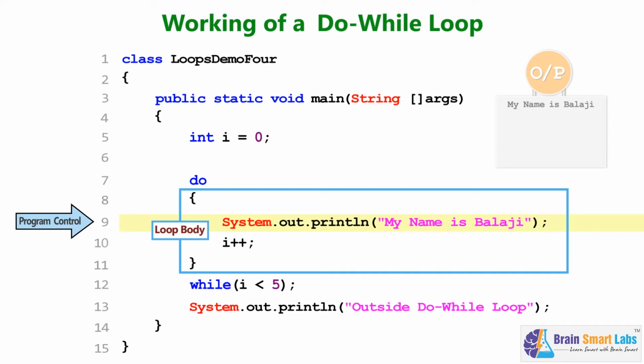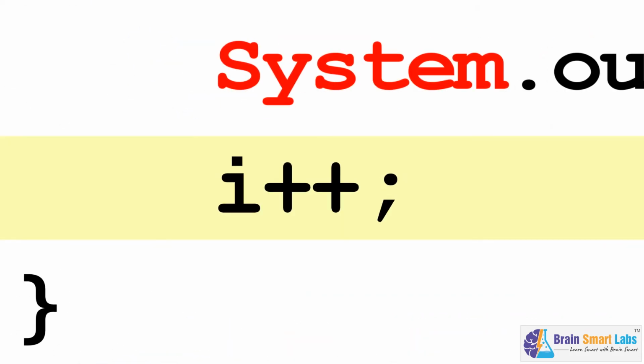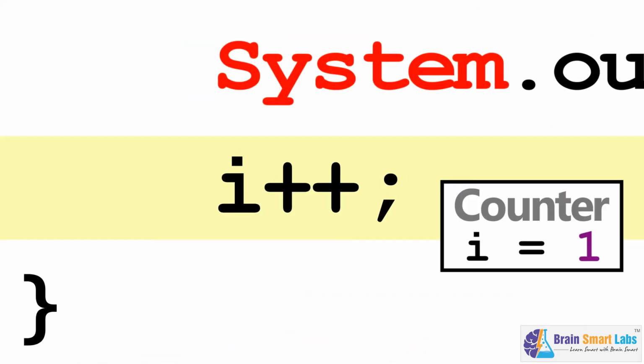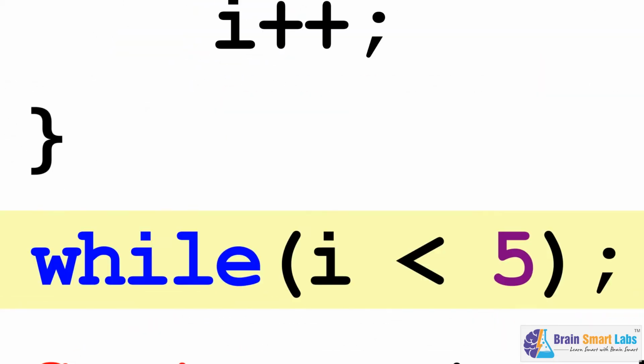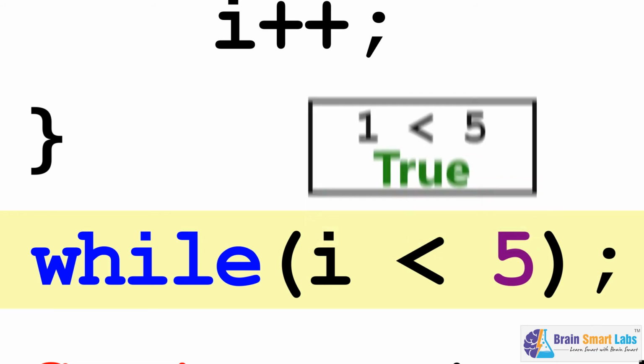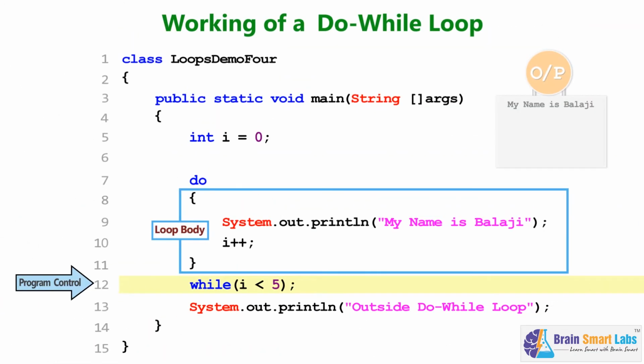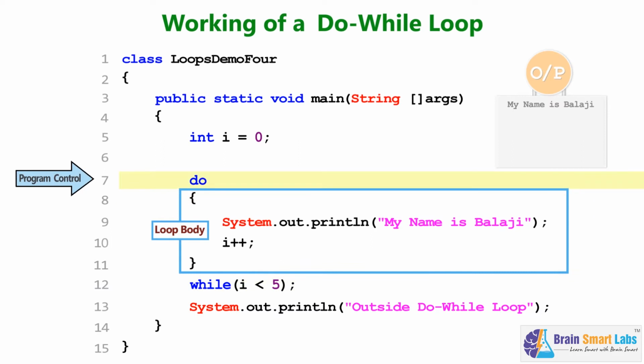During the execution of a loop body, the program control reaches the explicitly added logic balancer in line number 10, which increments the counter value by 1 for every loop cycle. As the program control completes the execution of our loop body for one loop cycle, it reaches the while statement in line number 12 where our looping condition is checked for validity. If the looping condition turns out to be true, the program control again reaches the do statement in line number 7 for it to repeat the cycle again and again.